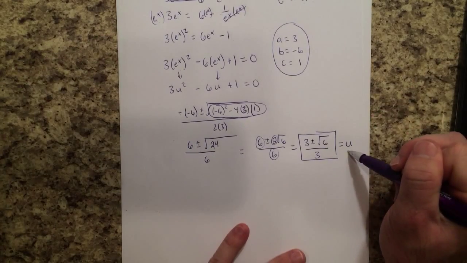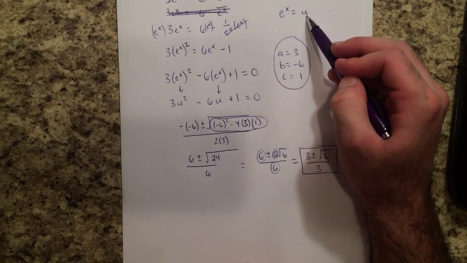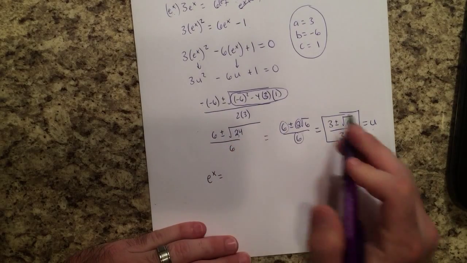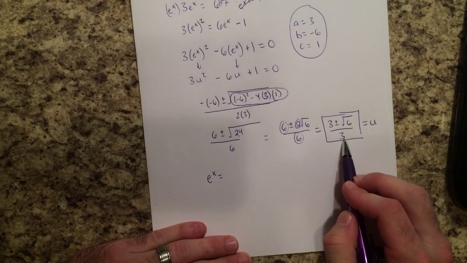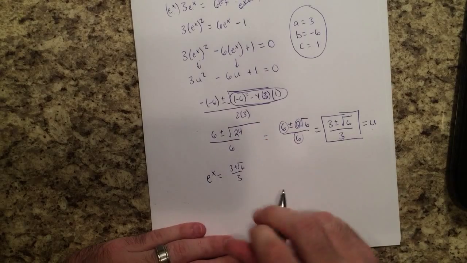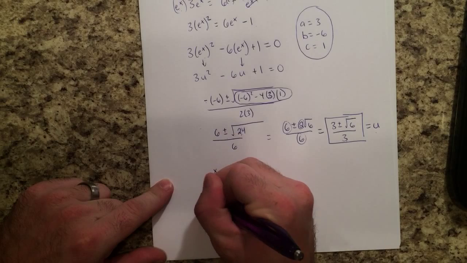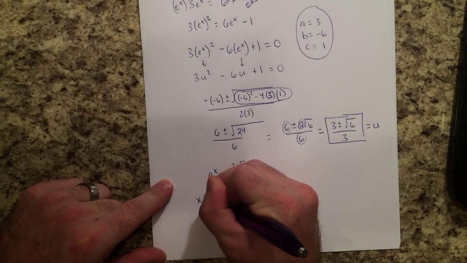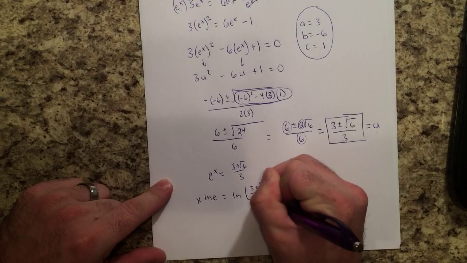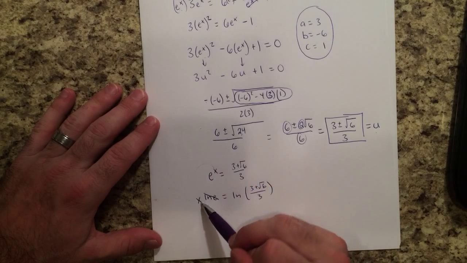And I didn't want u, I'm looking to solve for x the whole time. So I know that e to the x equals u. So now I have e to the x equals 3 plus the square root of 6 over 3. And if I want to solve this, I just take the natural log of both sides. So when I take the natural log of both sides, that'll give me x natural log of e equals natural log of 3 plus the square root of 6 over 3. Natural log of e cancels, and I was able to move my x to the front. That's how my x got down here.